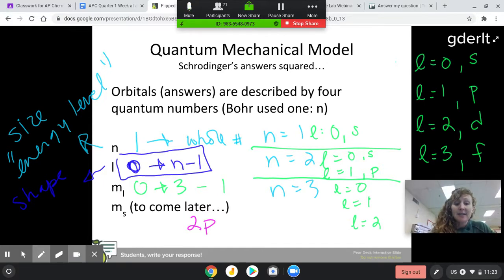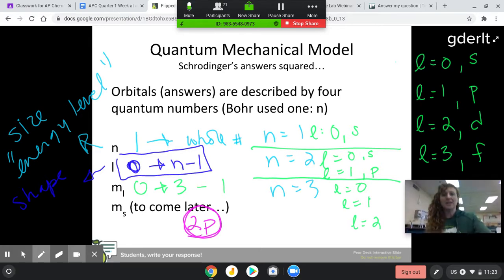That 2p is talking about a suborbital. It's a little bit more specific than an energy level because the energy level would be 2. That electron lives in the second energy level, right? But it's not quite an orbital yet, and we'll talk about why that is.